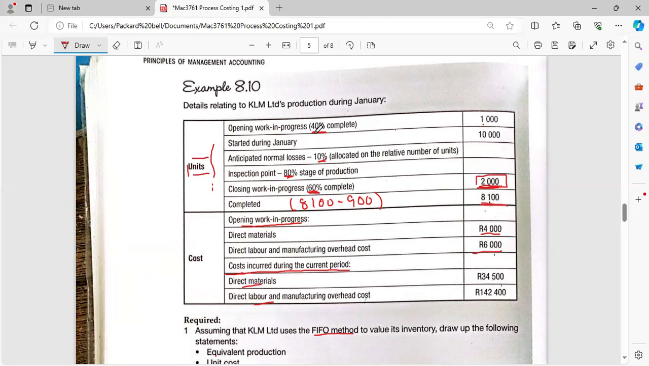So what you should know is, how do I treat this opening work in progress when I am calculating my normal loss? Since it did not reach the inspection point in the previous year, it means in the current year you are going to use it to calculate your normal loss. Then for the closing work in progress, since it did not reach the inspection point, when you calculate your normal loss, you don't include it because it did not reach the inspection point.